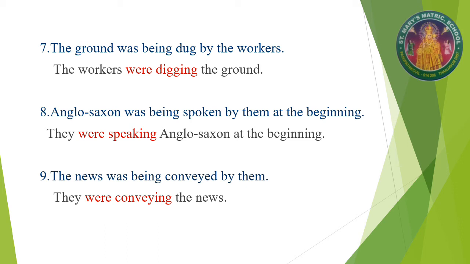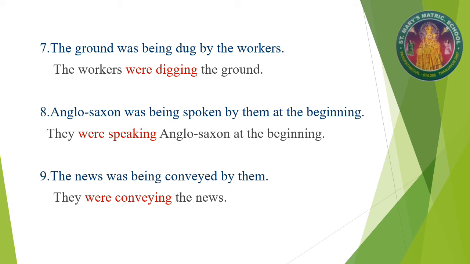Them will be converted into they. And see here what type of tense is given here. Here past continuous tense. So how will you change here? They is a plural form. For plural form past tense you have to write the auxiliary were. They were. Spoken will be converted into speaking. Why are we writing speaking? Because you have to remove the being. So speak plus ing, speaking. And come on, write the subject as object, Anglo-Saxon. Do you understand? Then write at the beginning as it is.